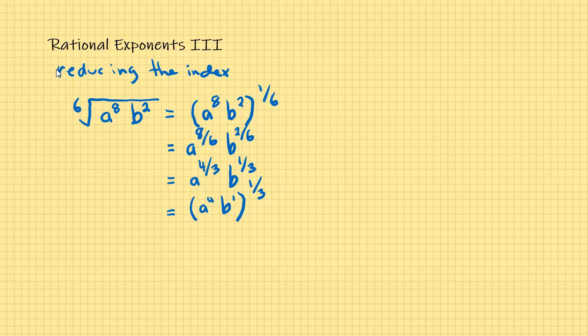Now we can write this to the 1/3 power in radical form with an index of 3, and that's the new index. So we have the third root of a to the 4th times b. I won't write b to the 1st, I'll just write b. So these two expressions are equivalent, only this one has a reduced index of 3.